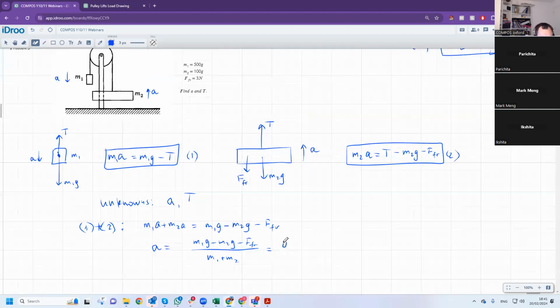And m1 is half a kilogram, so 0.5 times 10 minus 0.1 times 10 minus 3 newtons friction, divided by 0.5 plus 0.1. So 5 minus 1, minus 3, is 1, divided by 0.6. So that's something. 1 divided by 0.6 is 1.67 meters per second squared.